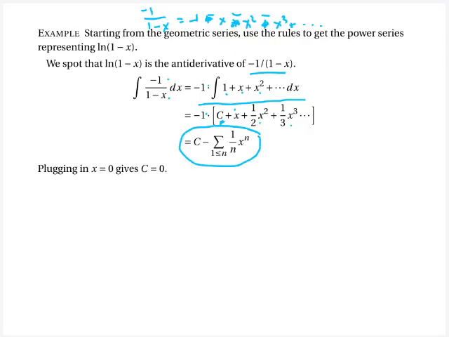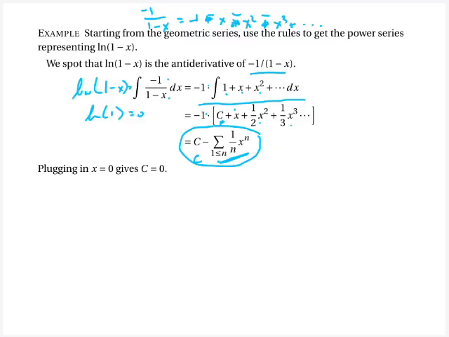If you're interested in capital C, you can say to yourself, ln of 1 minus x equals this, I'll plug in x equals 0 to both sides. When I plug in x equals 0 to this side, this expression becomes 0, and so I just get capital C. When I plug in x equals 0 to the other side, I'm looking at ln of 1, which I know is 0. So capital C equals 0.